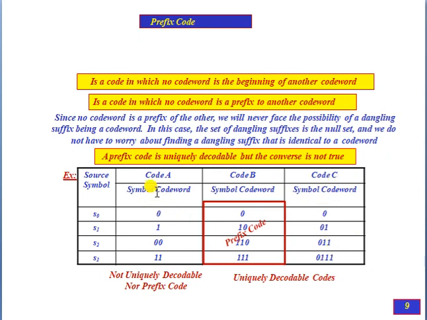So we have discussed three types of codes. One is code A, which is neither uniquely decodable nor a prefix code. Code B, which is only a prefix code, and code C, which is only a uniquely decodable code.